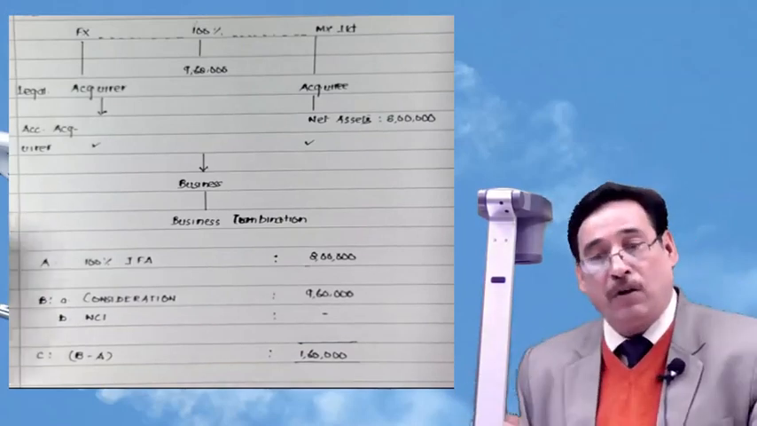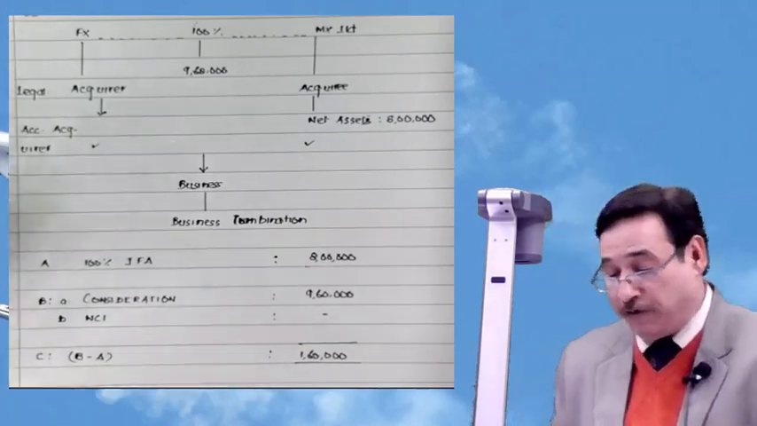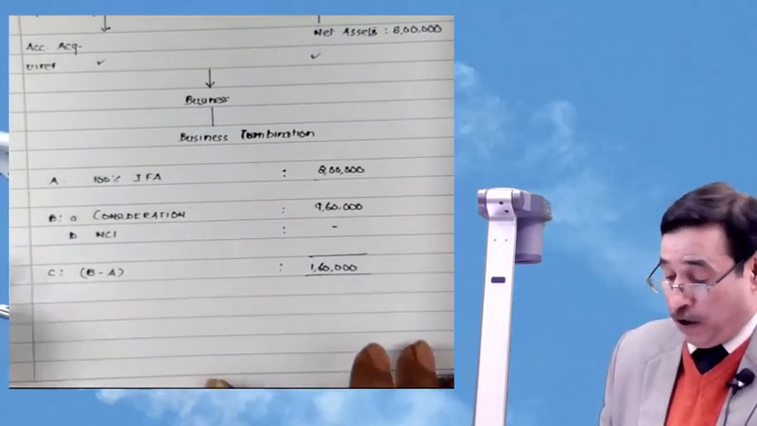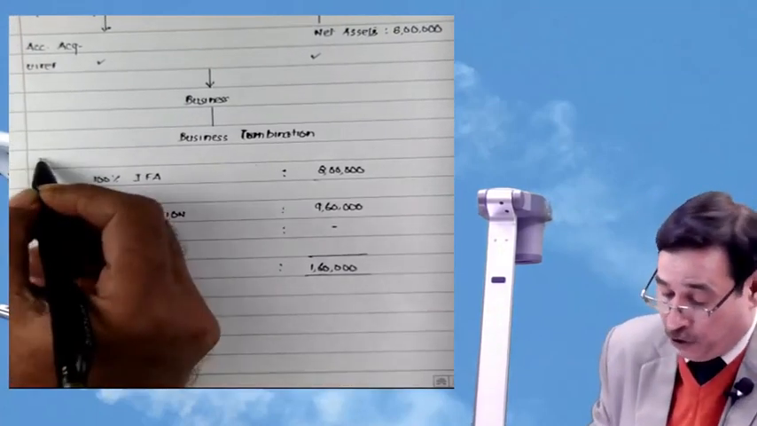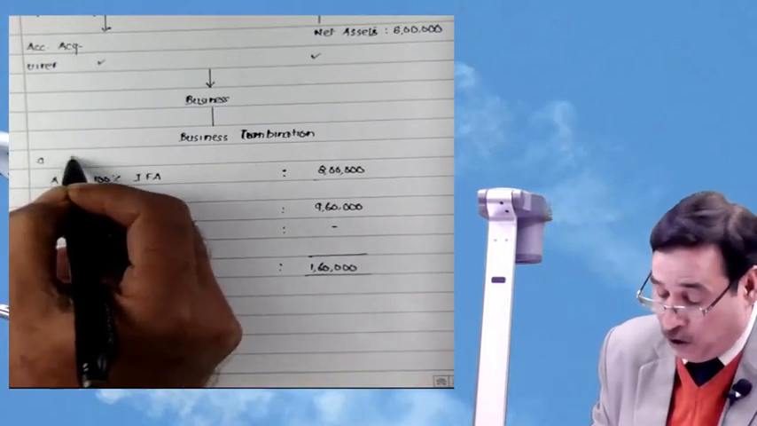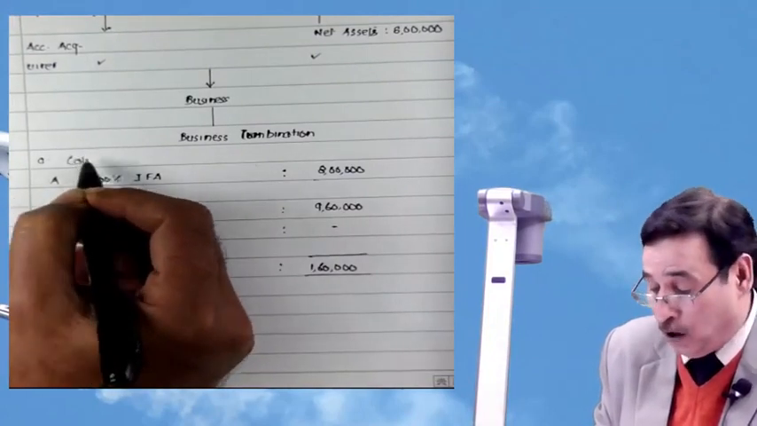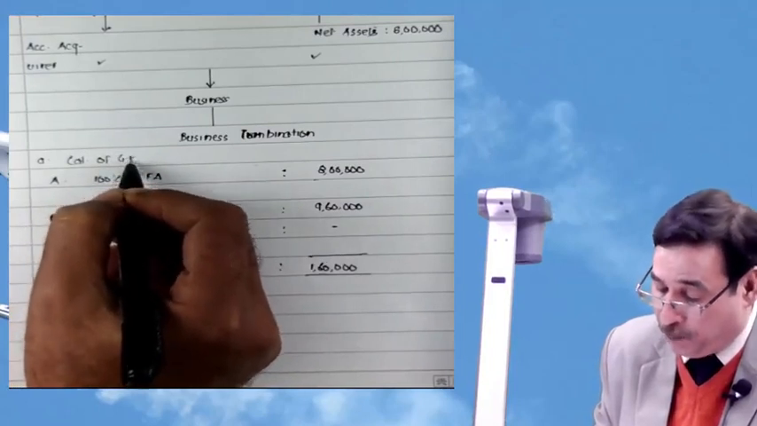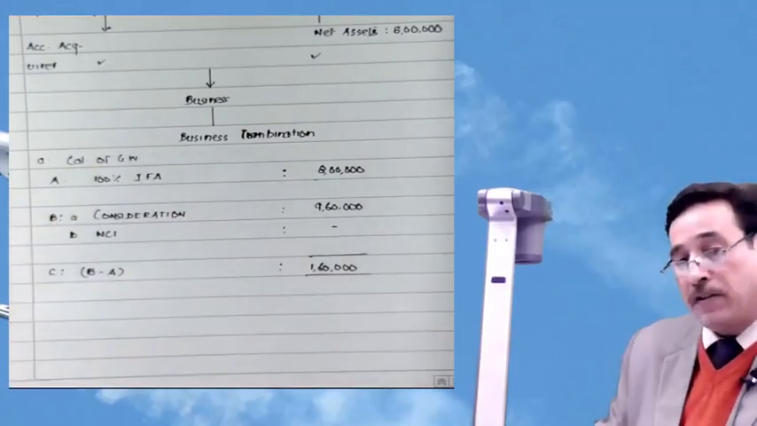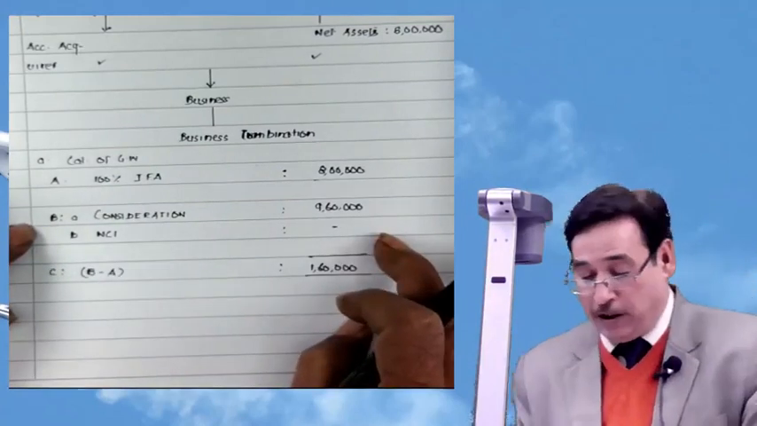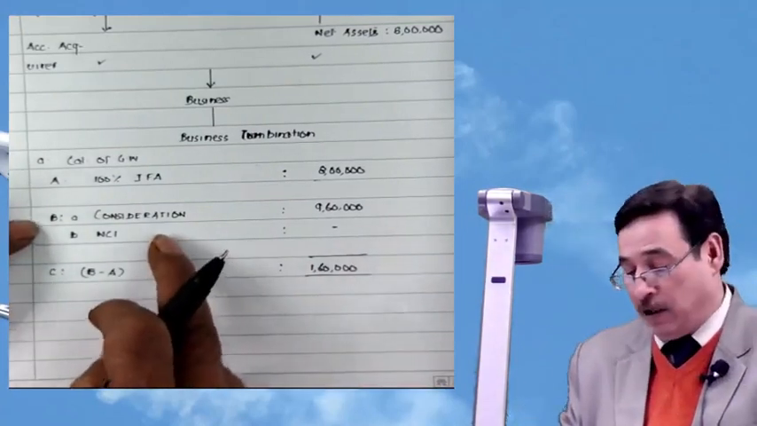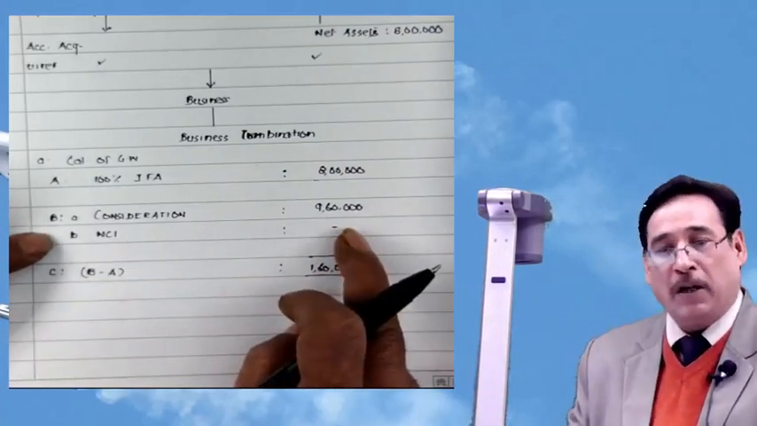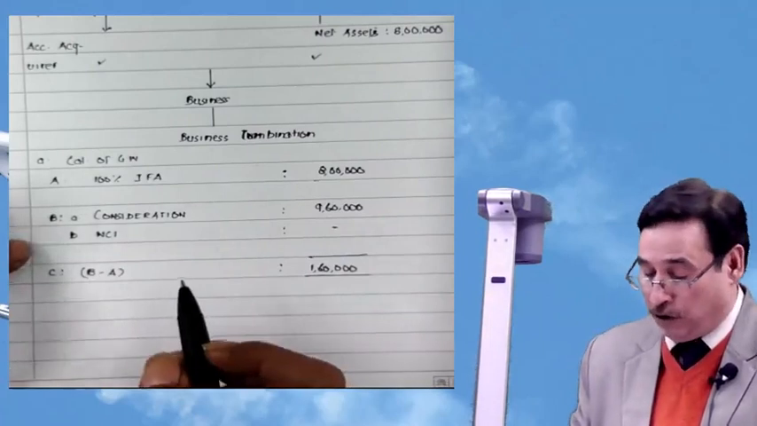Is it clear to you or not? Quite simple, I think, not very tough to comprehend. Now, the question has also asked for the calculation of goodwill, step number A. In order to compute the goodwill, we need to compare 100% of the net identifiable asset with the consideration we are paying and the non-controlling interest. Non-controlling interest is basically a liability. We will talk about it in the next question also.